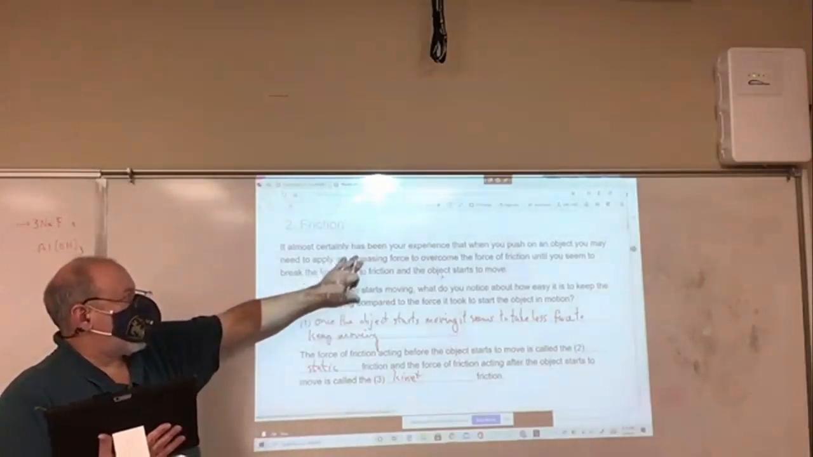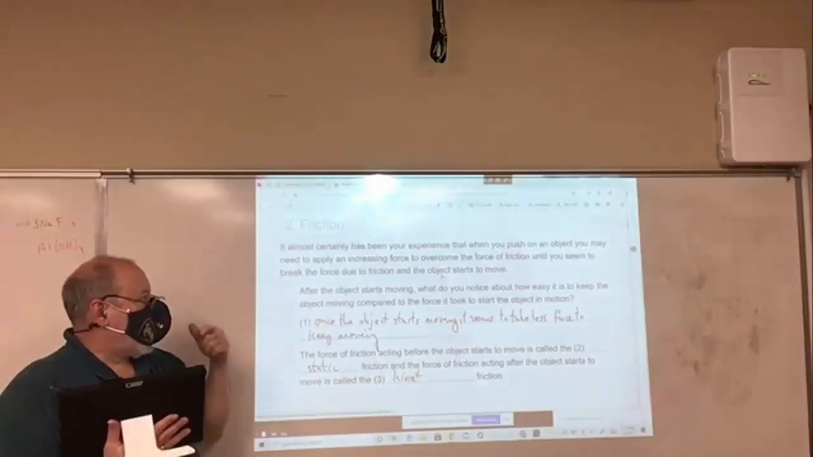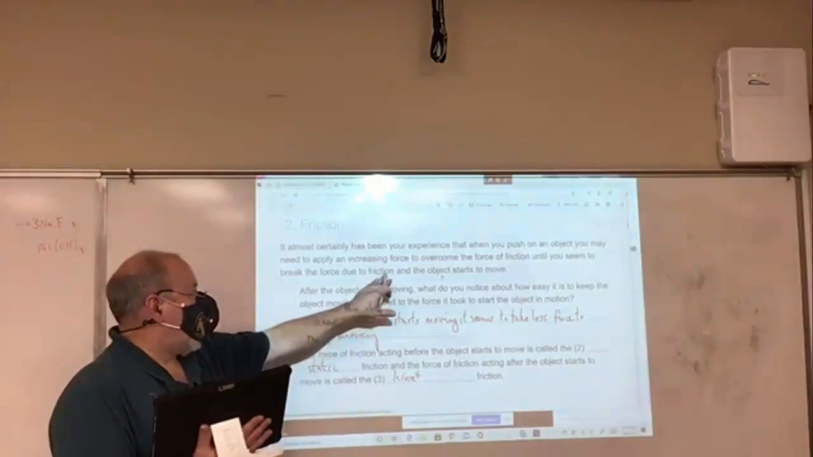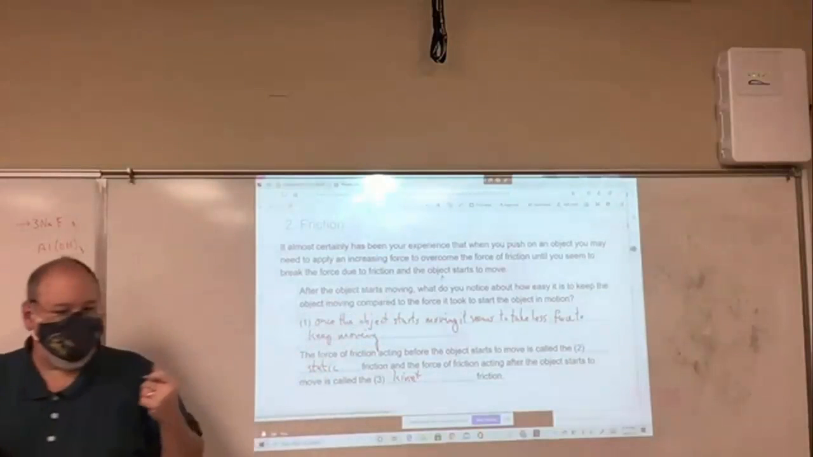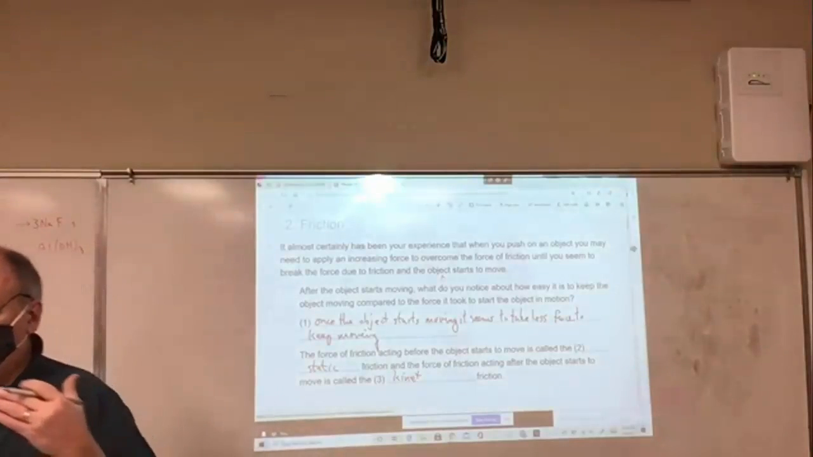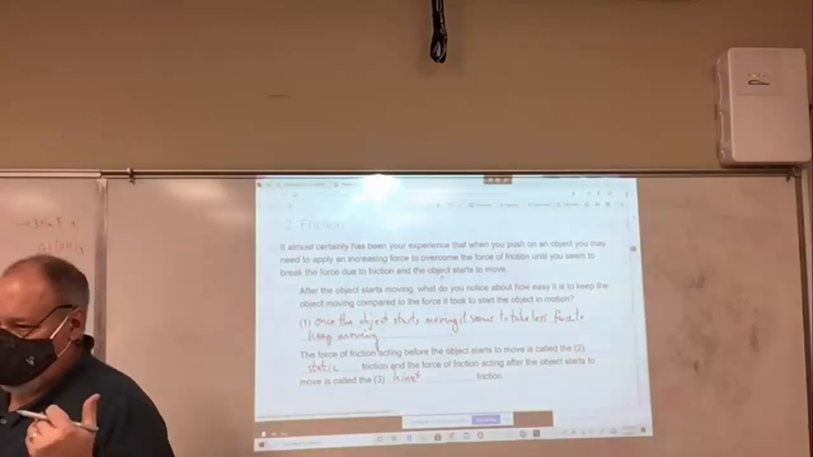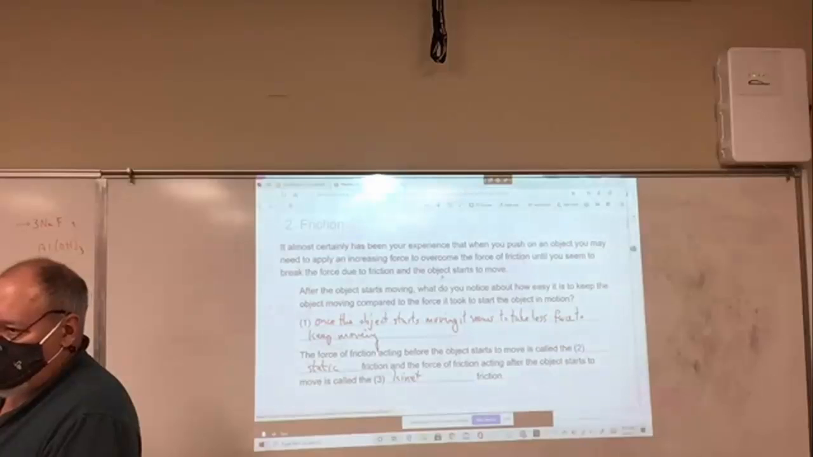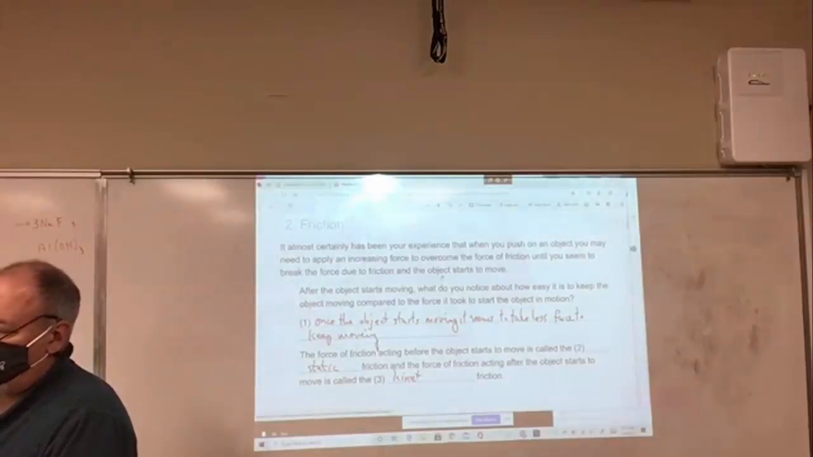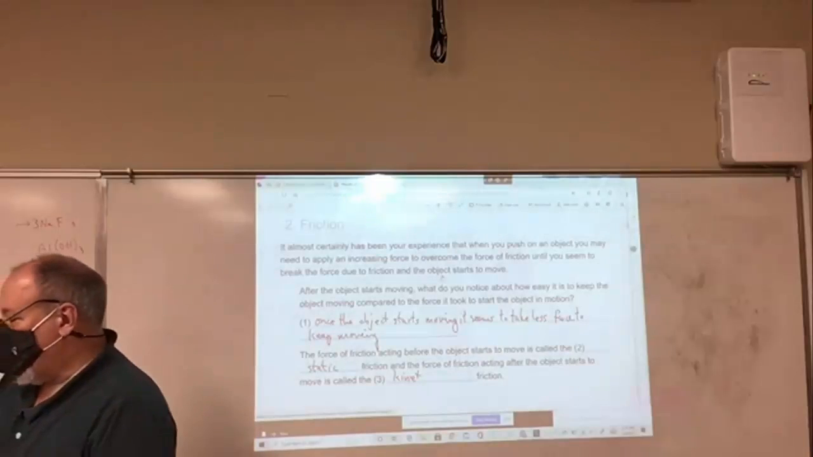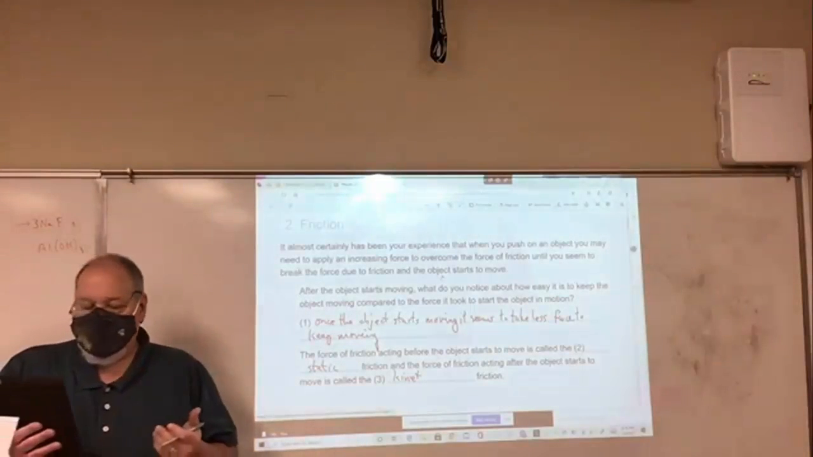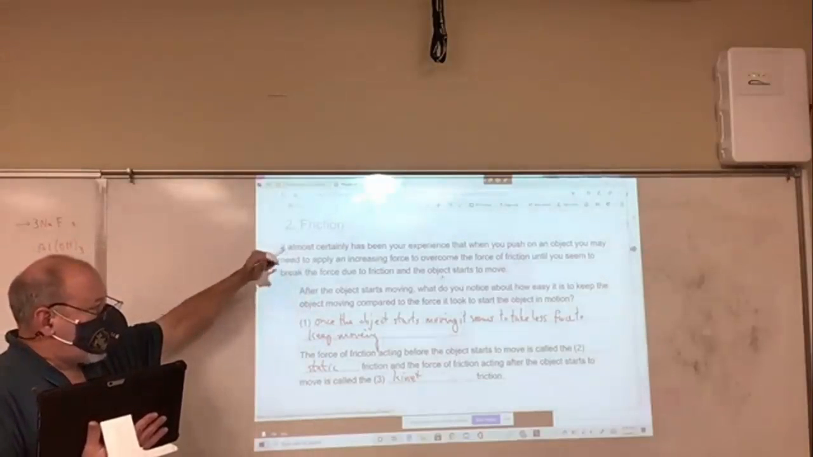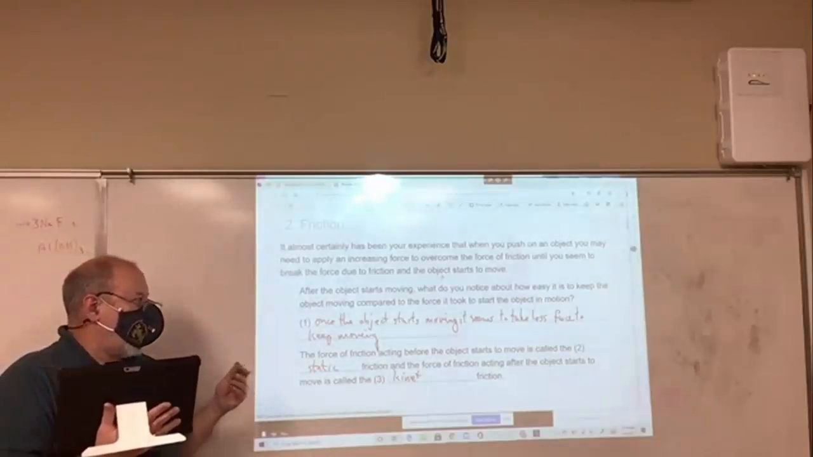So it's almost certainly been your experience that when you push or pull an object, you need to apply an increasing force to overcome the force of friction until you seem to break the force due to friction and the object starts moving. A good example would be one of these tables here. I could go up to one of these tables and just start pushing on it, and it's not going anywhere, is it? So I push a little harder, and it's still not going anywhere. And finally, I break that force due to friction, and we have the object start to move. It starts to accelerate.